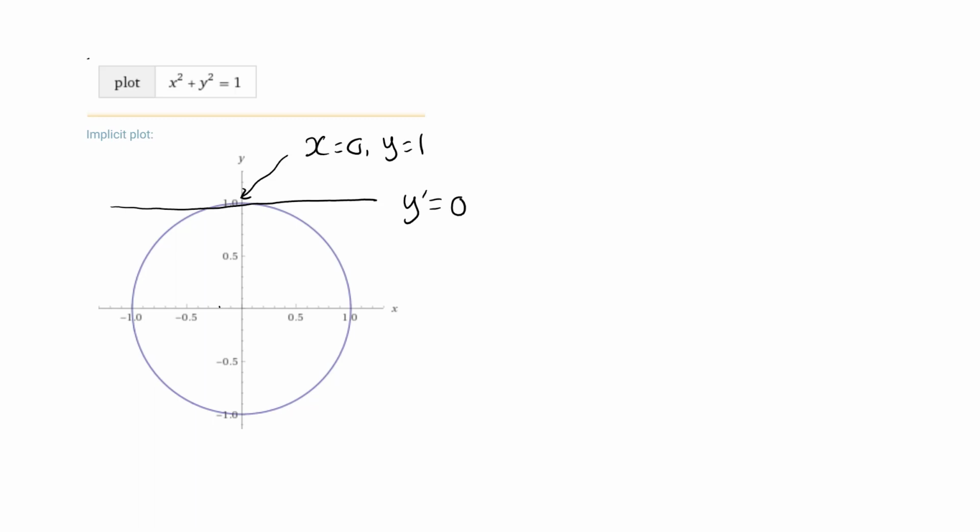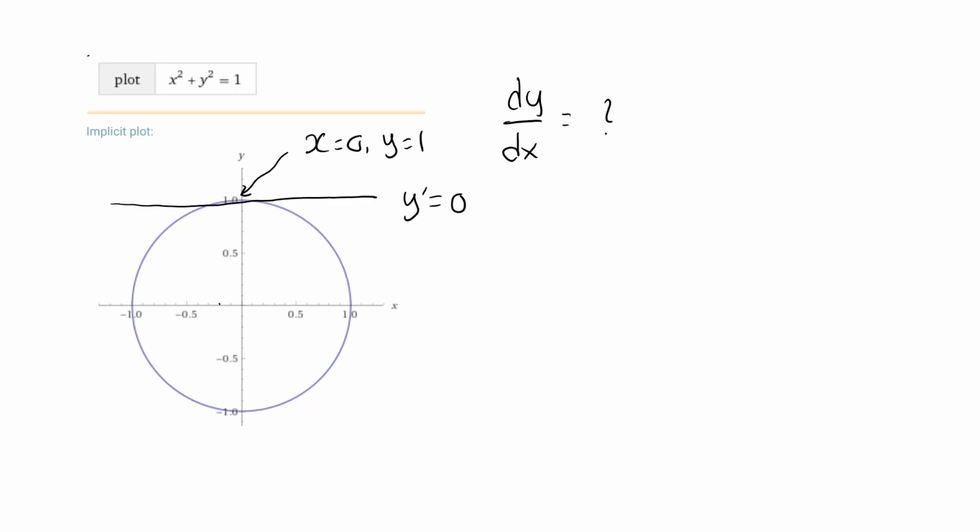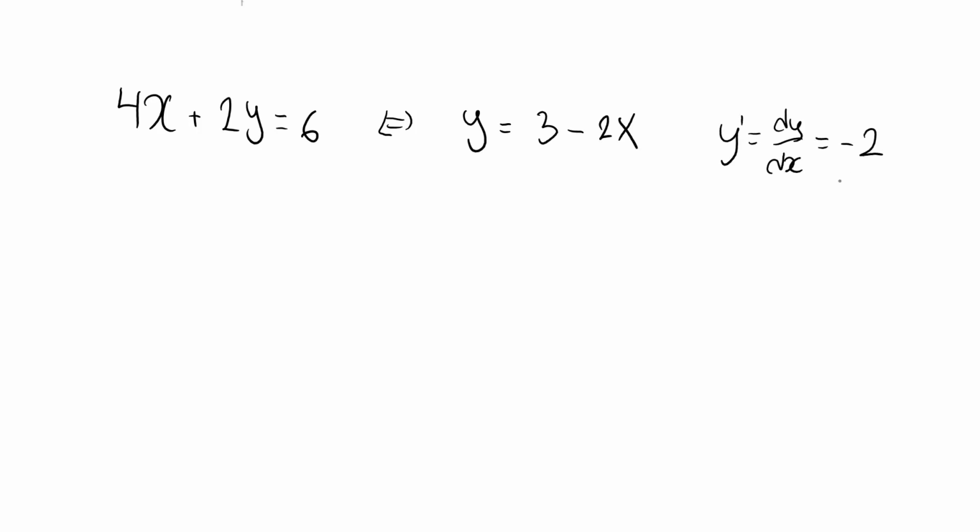So here is the main question of this lecture. How do we find the derivative when the relationship is implicit? Well, we actually have a couple of ways of doing that. Perhaps the most obvious one is to turn the implicit relationship into an explicit one. For example, 4x plus 2y equal to 6 is equivalent to y is equal to 3 minus 2x, from which we immediately see that y prime is minus 2.